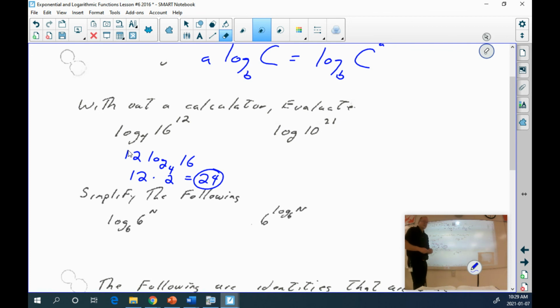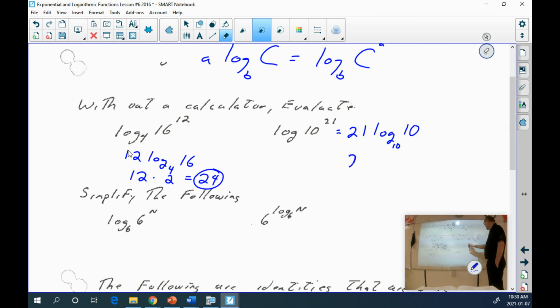So if you were to plug that into your calculator, you would evaluate it at 24. I don't like calculators that much. Here is the same thing. Now you can do this by looking at the power of 10 that gets me to 10 to the 21. Well, we know that answer is 21. But you can also think about it this way. Shape down the exponent. Now remember, no base written. We're talking about base 10. Power of 10 that gets me to 10 is 1. And the answer is 21.